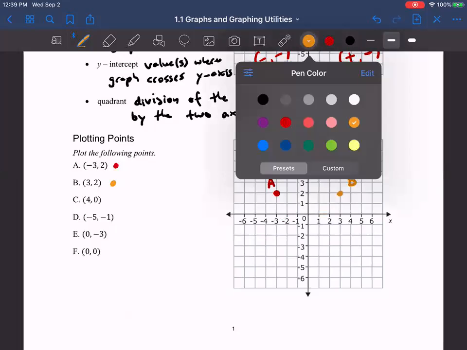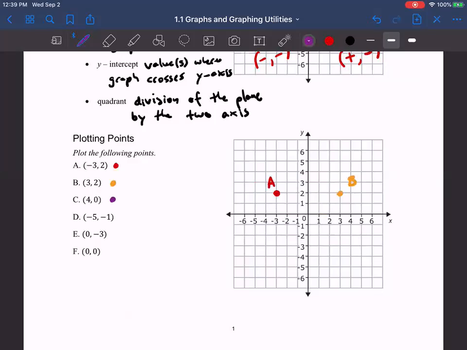For point C, we can pick purple, I guess. And we're going to the point 4, 0. That means I'm going to go 4 in the x direction in the positive direction, but I'm not going to go anywhere in the y direction. And so I end up just being right there. So that's point C.